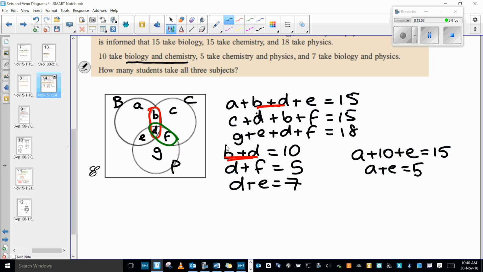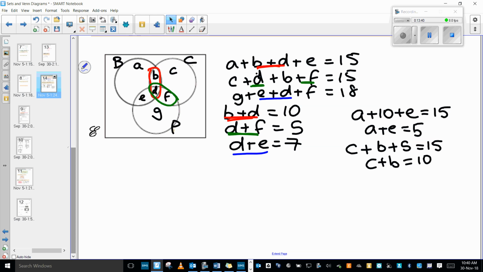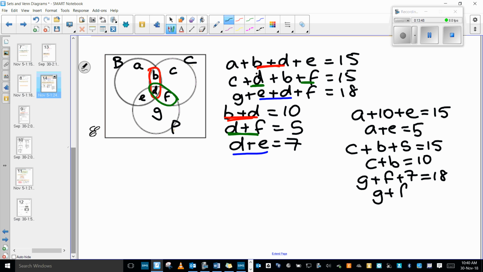And then we're going to do a similar thing with the next one. So we know that D plus F is 5. So this D plus this F is 5. So we know that C plus B plus 5 equals 15. So C plus B is equal to 10. And then again, a similar thing here. We know that D and E gives us 7. So G plus F plus 7 equals 18. So G plus F would be 11.